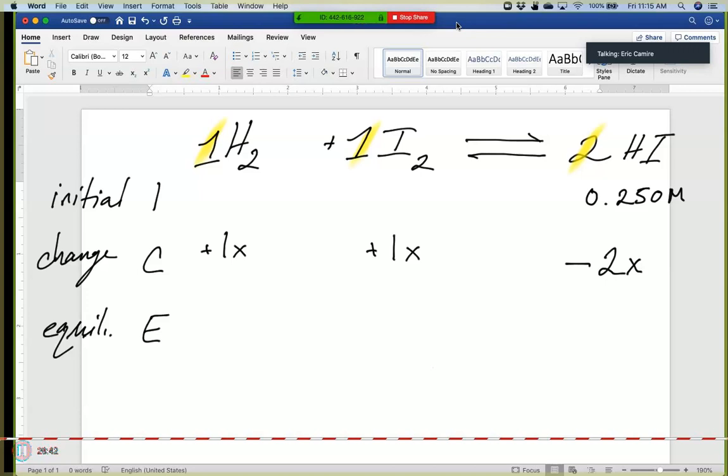The equilibrium row is just going to be adding the I and the C rows up. I don't know why my zeros disappeared. So 0 plus 1x is 1x. And then what we have for the HI is going to be a quarter molar minus 2x.